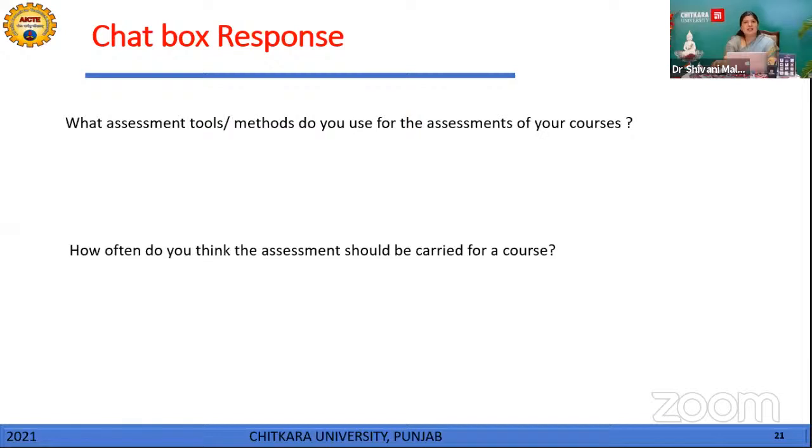Okay, so it's time. Let's have the responses on the chat box for what assessment tools or methods you use for assessment of your courses. Please write on the chat window the assessment methods or the tools you have been using for the courses you have been teaching.